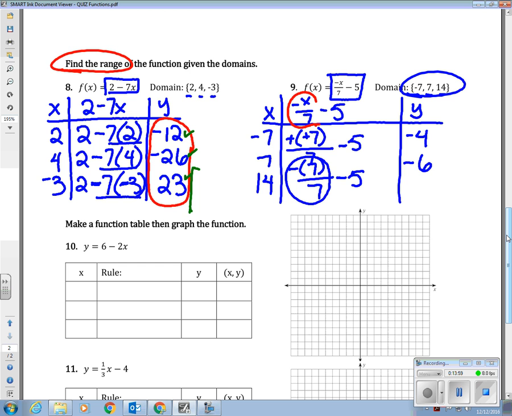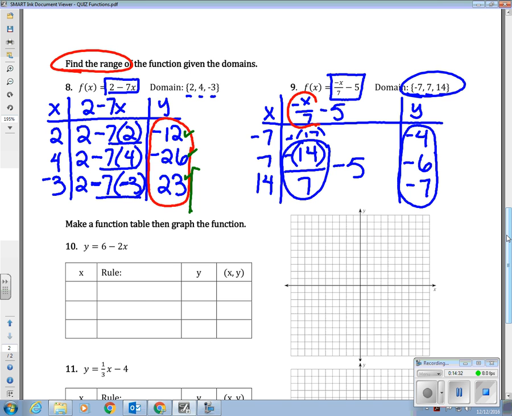My next one, I'm running out of room, so let me erase that. My next one that I have is 14. Excuse me, negative 14, because that was my number, negative, and then the 14 was my x, over 7 minus 5. So this here, negative divided by positive is a negative, and 14 divided by 7 is 2. So negative 2 minus 5 gives me negative 7. Again, as I said on the last one, here is my range.